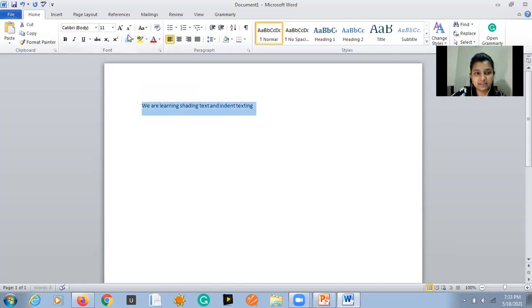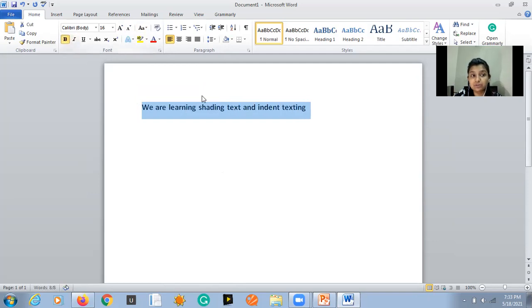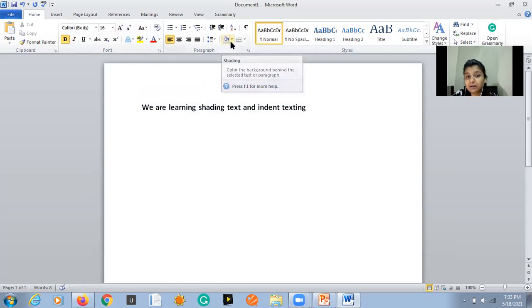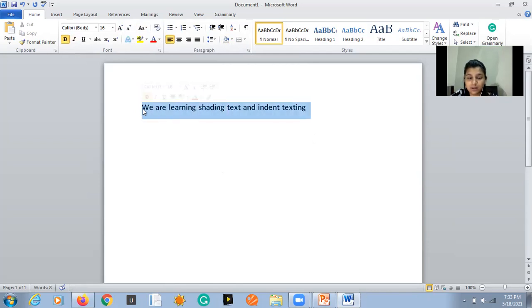I will increase the size so that you can see it visibly, and I will use the B option. This is for bold, so that the text is visible to you. Now you can see we were using this option. Okay, the paint one. I have selected it. I'm clicking on this option.